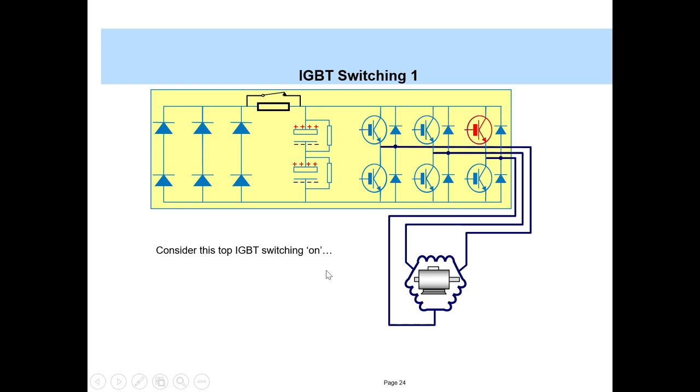IGBT switching. Now we'll try to understand the switching of the IGBT. Let's consider that the IGBT shown in red is switched on. That means it's conducting. The red line will be the path that the current takes.